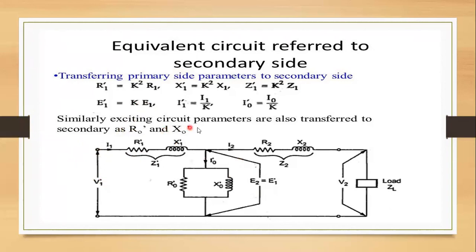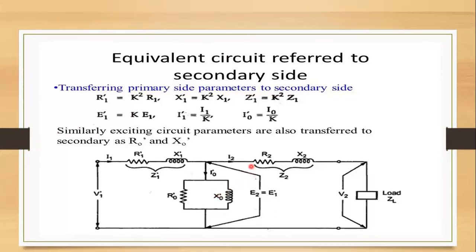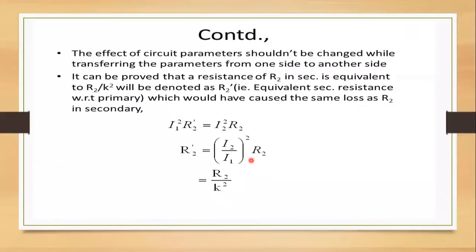Similarly, the exciting current parameters R0 and X0 are also referred to the secondary side. R0 dash is equal to K times R0, and X0 dash is also equal to K times X0. Understood? So secondary side parameters and primary side parameters are converted, primary to secondary and secondary to primary, by using the transformation ratio, that is called K.